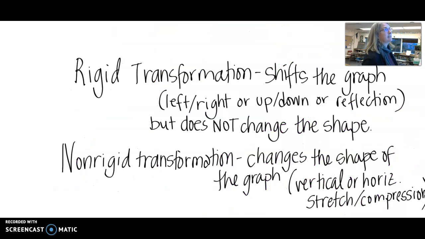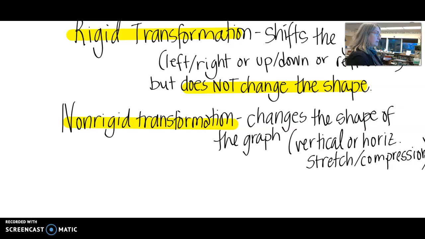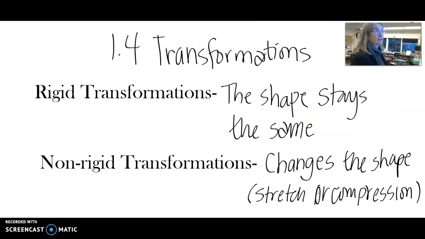Okay, so let's generalize that. Before I do that, though, let's look at what this is. Don't write this down yet. I also want you to decide whether or not the transformation is rigid or non-rigid. Rigid transformations shift the graph left, right, up or down, or reflect the graph over x or y, but it does not change the shape. Non-rigid transformations change the shape of the graph. And that'll be when you have vertical compressions or stretches, or horizontal compressions or stretches.